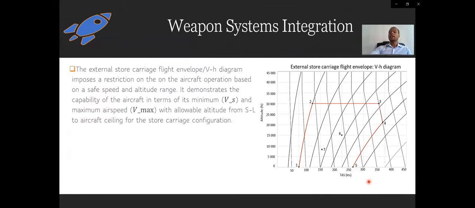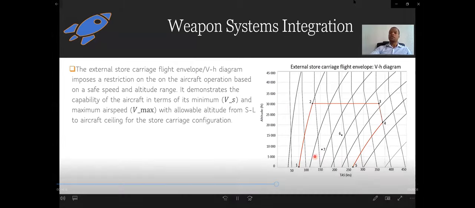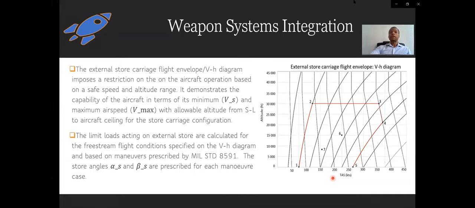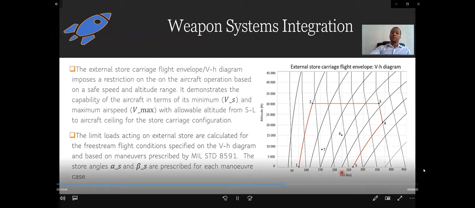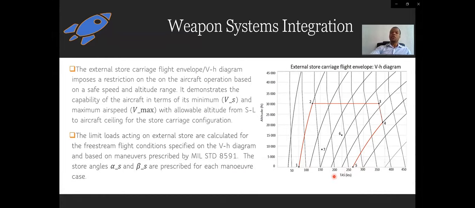Now, the external store carriage flight envelope imposes a restriction on the aircraft operation based on a safe speed and altitude range, and basically demonstrates the capability of the aircraft in terms of its minimum speed and maximum speed within an allowable altitude range from sea level to aircraft service ceiling for the store carriage configuration. Design standard mandates that the limit loads acting on the external store are calculated for flight for free stream conditions specified on the VH diagram and based on prescribed maneuvers. And the prescribed maneuvers are in terms of stall angle of attack and side slip angle.